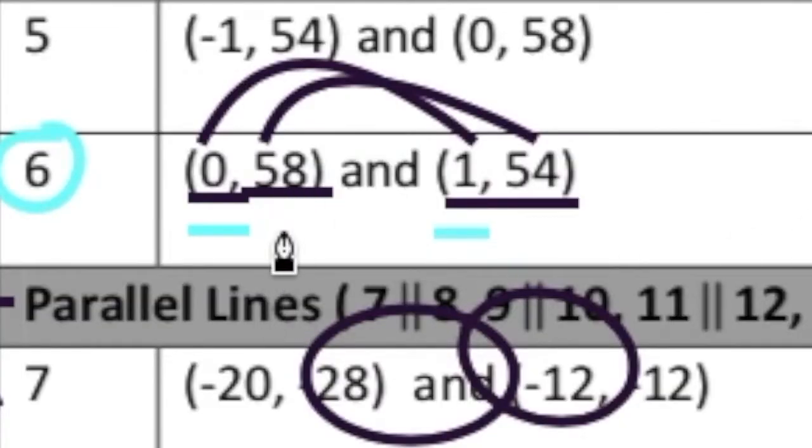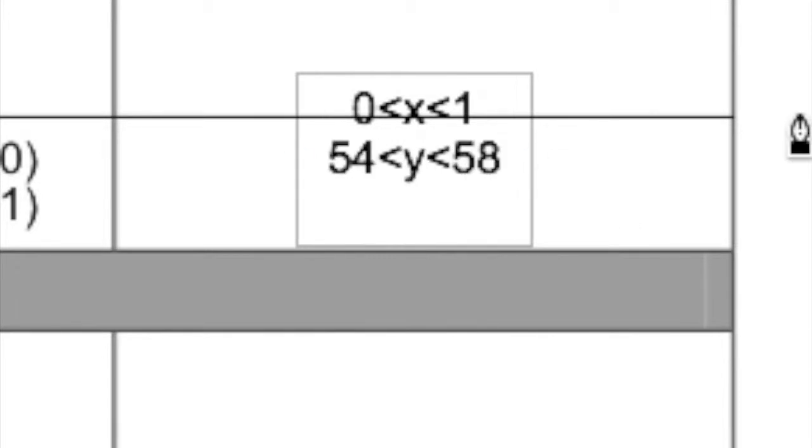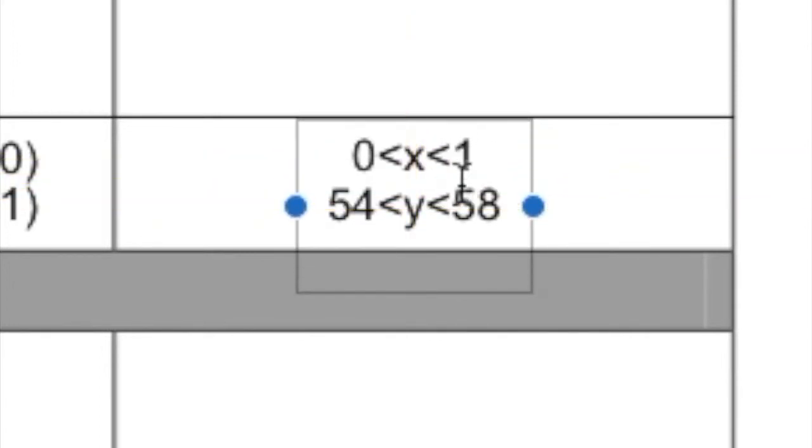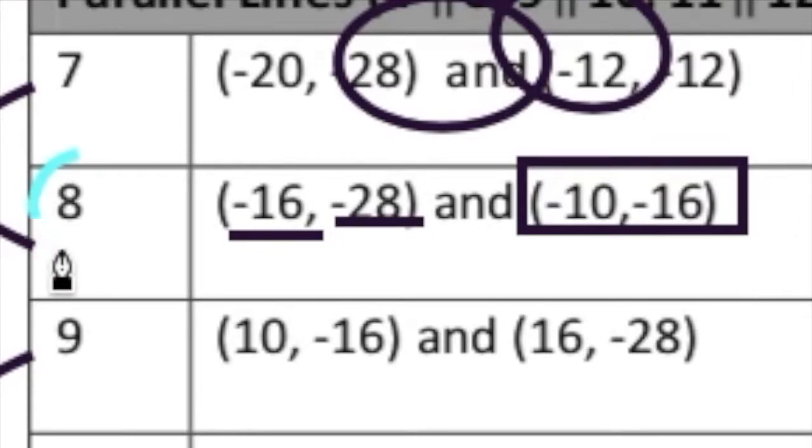Or I could look at the two y values. I have 58 and I have 54. So I could also choose to write that as 54 less than or equal to y less than or equal to 58. Okay, now notice here I have two different ways to write this. Either one of these would be acceptable. On each one, I have the lower number, the least number on the left, and then the bigger number on the right. And then I have my variable in the middle, and then I have the less than signs. Okay, let's take a look at line number 8.